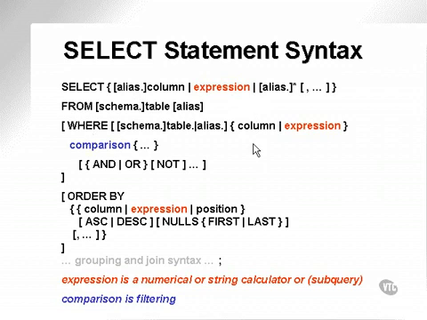We have syntax for the where clause here and for the order by clause. The where clause is used to filter. So, as I said before, we select all the data from the table. The where clause is used to retrieve the records we want. In other words, filter out the records we don't want.